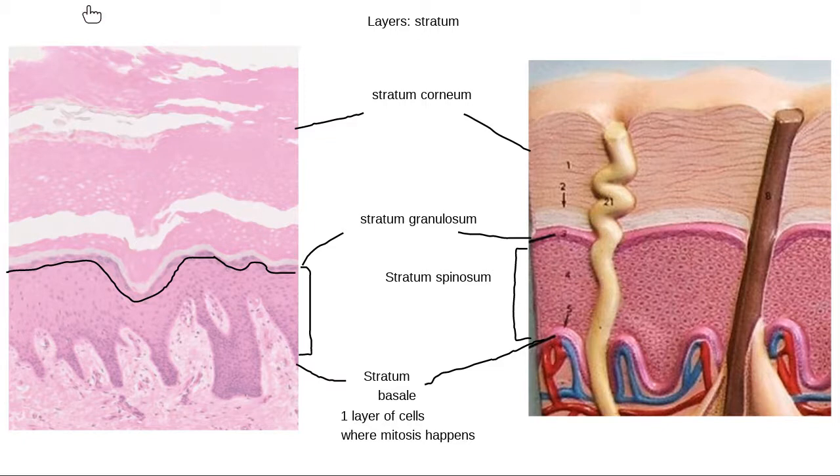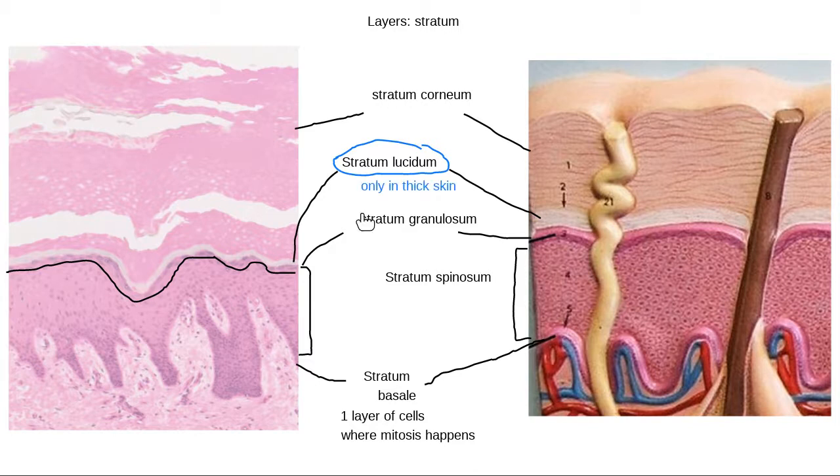The layer that we skipped is, I'm going to put a line in it here and put it over here. The layer that we skipped is a special layer called stratum lucidum. And the reason I skipped this one is because stratum lucidum is only seen in thick skin. So it's only seen in places like the palms of your hands or the soles of your feet.